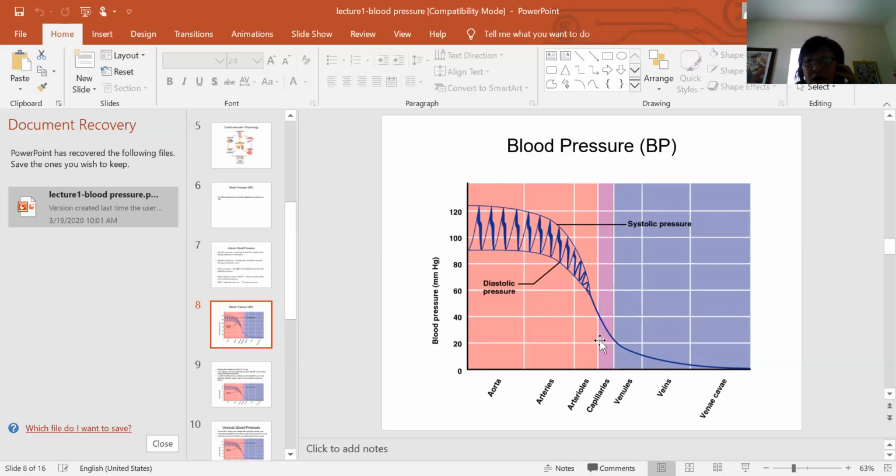Once you see vessels connected to the smallest arteries, that's arterioles. Here, this purple part is the capillaries. Once the blood vessels get to this range, the vessel wall is only one layer of squamous cells.